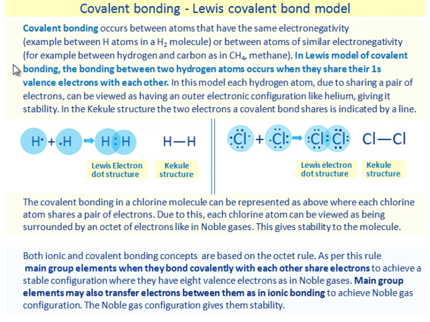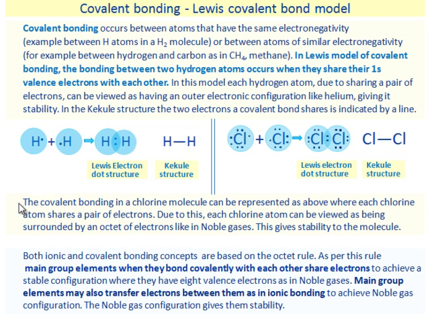In the Lewis model of covalent bonding, the bonding between two hydrogen atoms occurs when they share their 1s valence electrons with each other. In this model, each hydrogen atom, due to sharing a pair of electrons, can be viewed as having an outer electronic configuration like helium, giving it stability. In the Kekulé structure, the two electrons a covalent bond shares are indicated by a line.